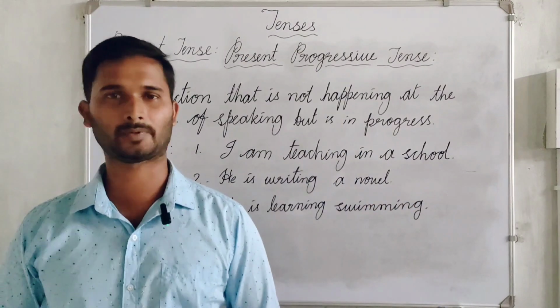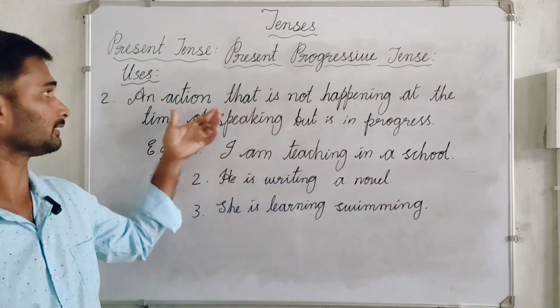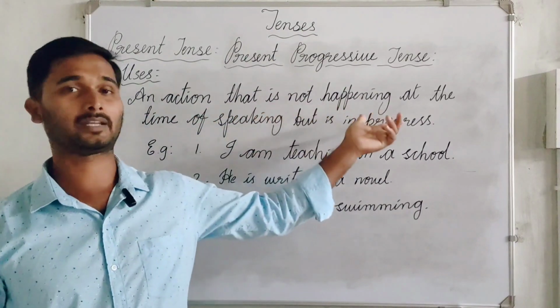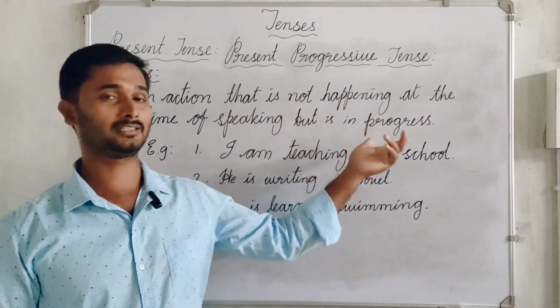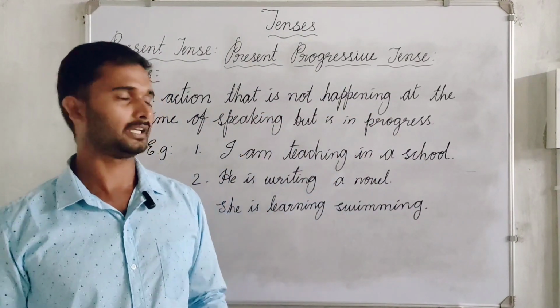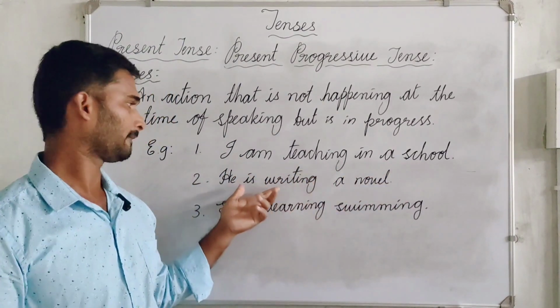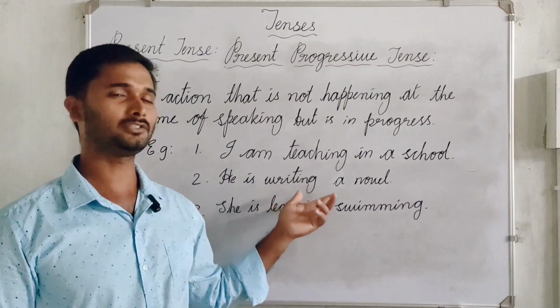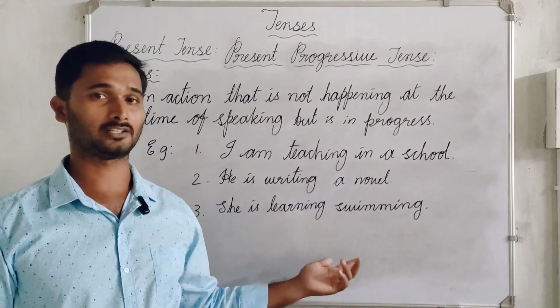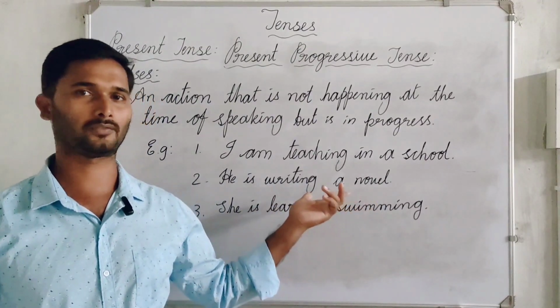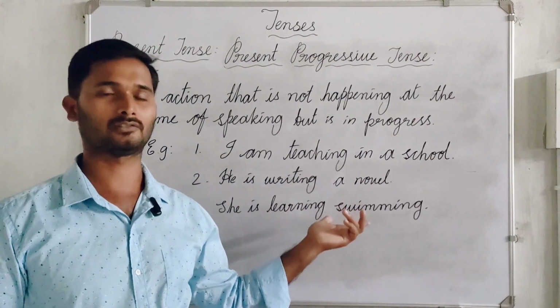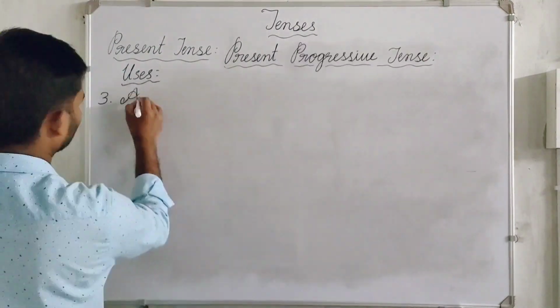The second use of the present progressive or present continuous tense. An action that is not happening at the time of speaking, but it is in progress. Here are few examples. I am teaching in a school. He is writing a novel. She is learning swimming. These actions show that the action is not being done now, but they are in progress.